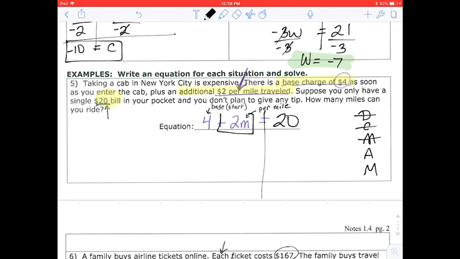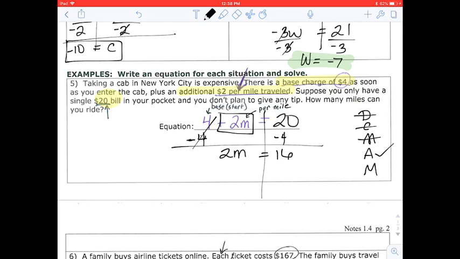So if I want to get 2m by itself, then that means I need to get rid of this 4. So 4 minus 4 cancels out and leaves 2m equals 20 minus 4, which is 16.